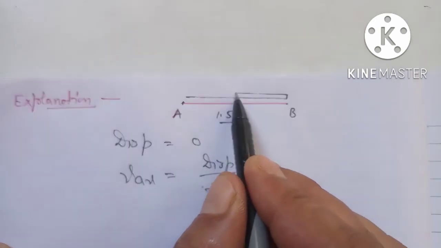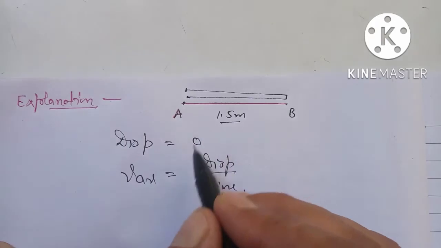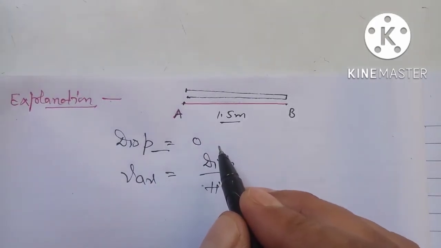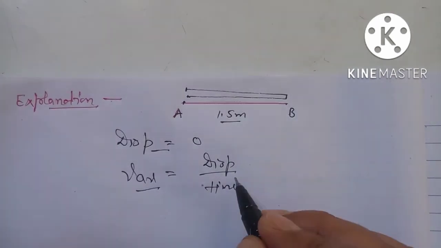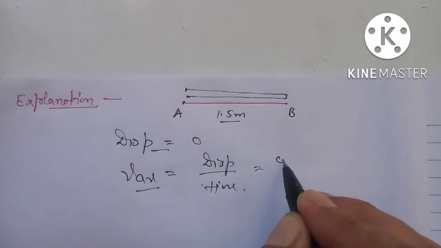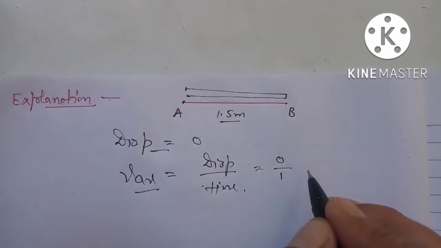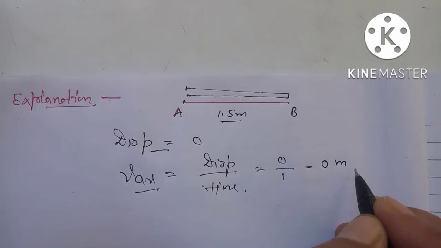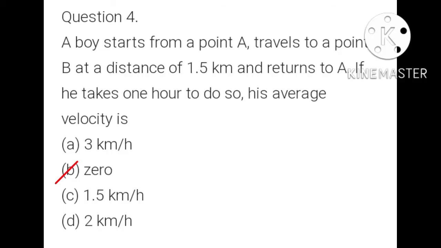From B point he returns back to the A point. So the initial and final position of the boy is the same. So displacement is 0, because displacement is the length between initial and final position. So V average equals displacement over time, so 0 over time taken by the boy, which is 1 hour. So this is equal to 0. So the average velocity of the boy is 0 meter per second. So B is the correct option.